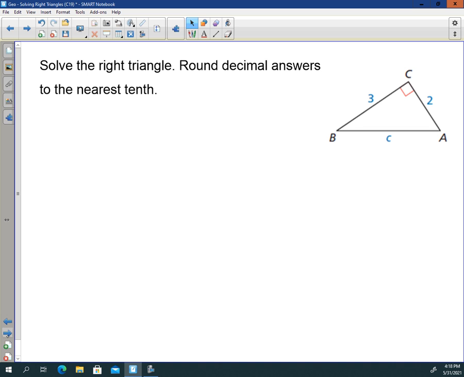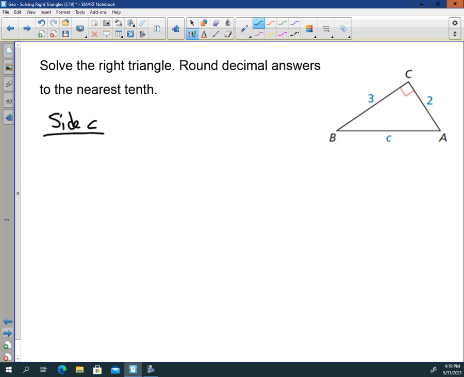So let's just do one. So first of all, notice I have a right triangle. The instructions are solve the right triangle, which means I need to find all side lengths and all angle measures. It also says round decimal answers to the nearest tenth. So clearly we're going to be expressing some stuff in decimals. So in order to solve the right triangle, I need to find that side that's marked C. I also need to find all the angle measures. So you can really start this any way you want. I'm going to go ahead and find side C.